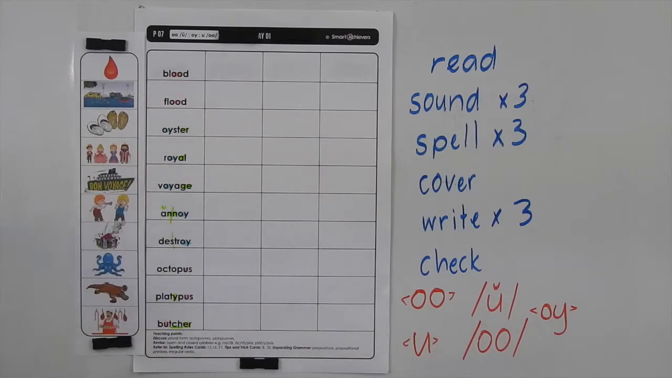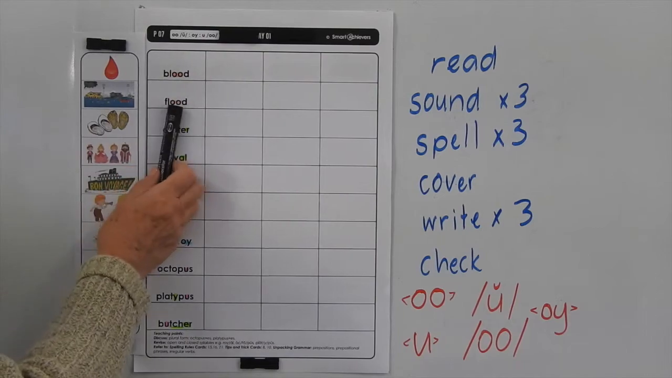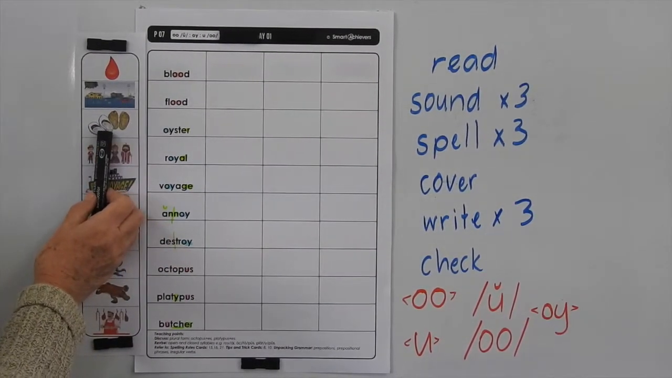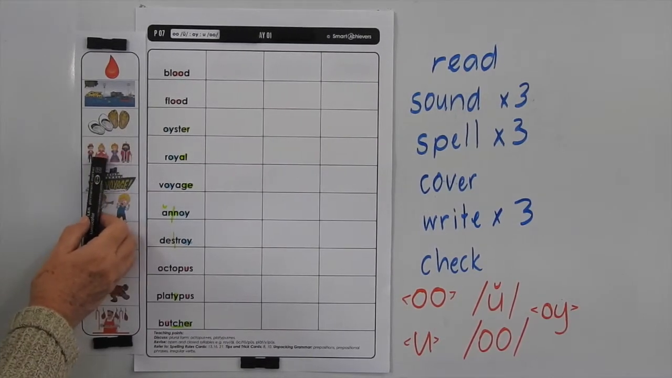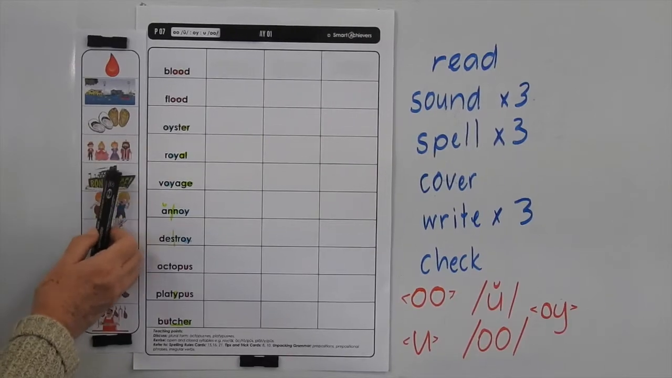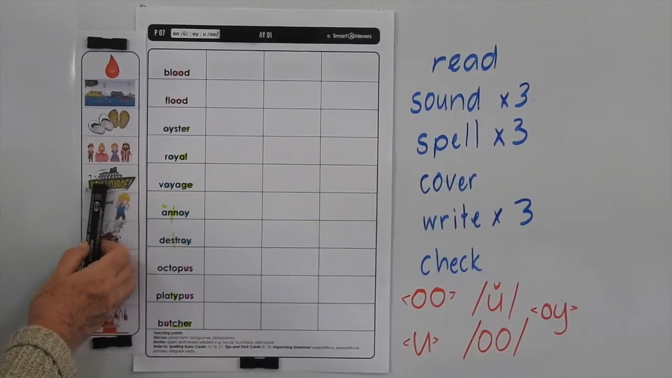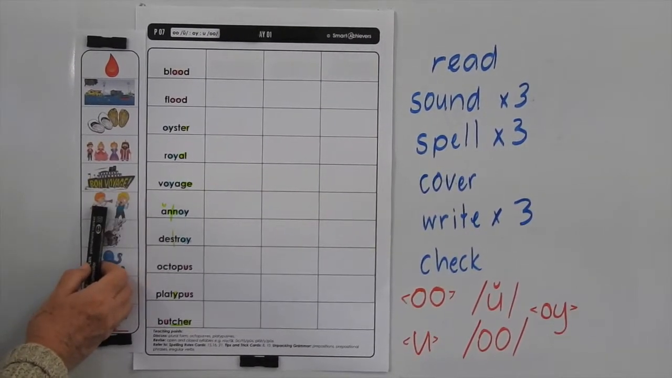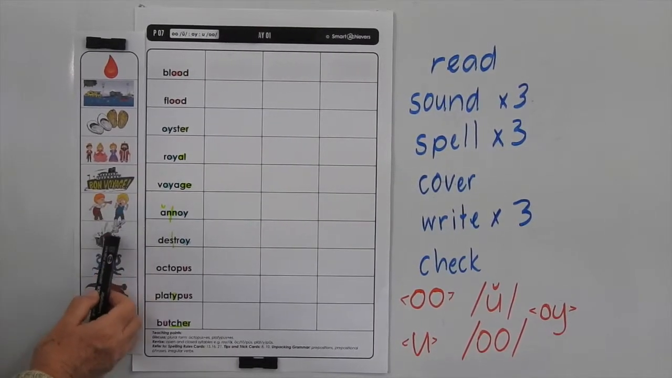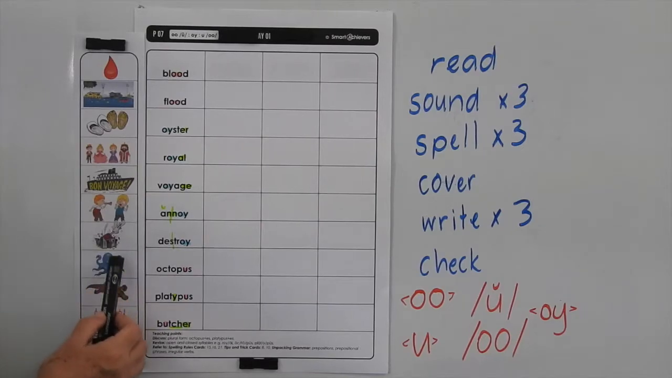So we've got blood, which is a red liquid inside our bodies. A flood is a large overflow of water. An oyster is a mollusk that we may eat. Royal usually relates to a king or queen, a royal family. Voyage is a long journey that we may go on. Annoy is when someone irritates you or you irritate someone else. Destroy is when something is ruined.